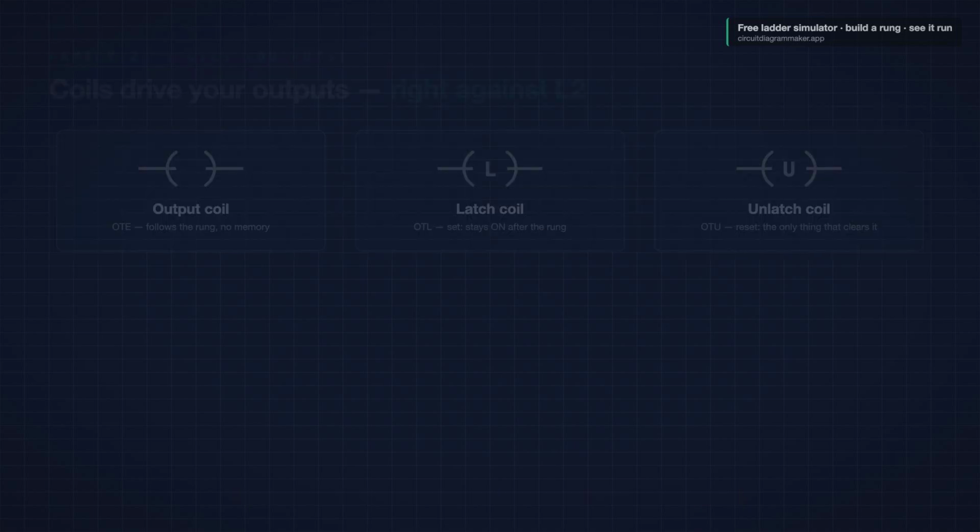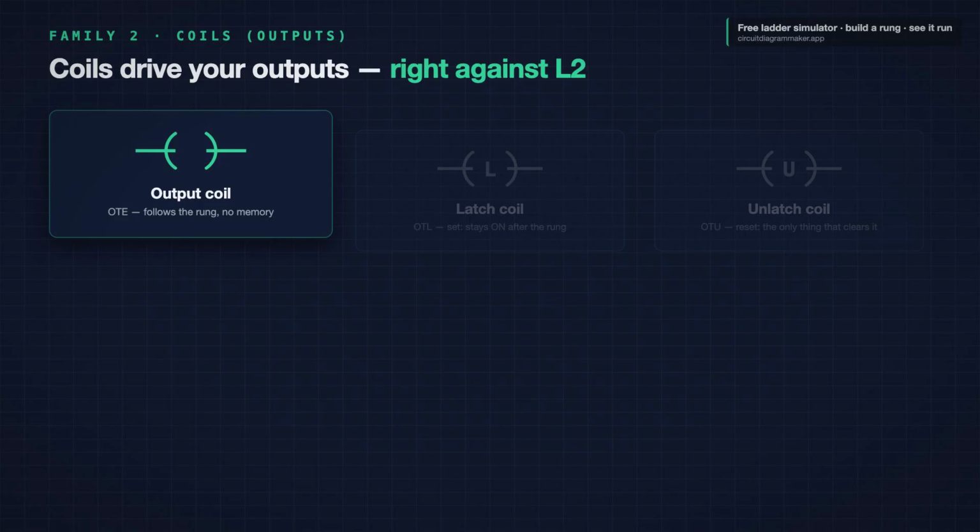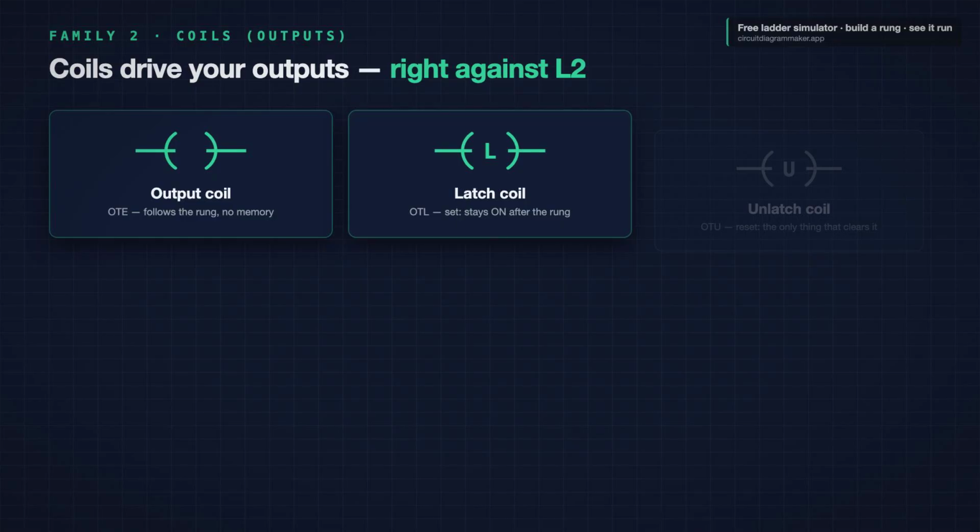Family 2, coils. These are your outputs, and they always sit on the right up against the L2 rail. A coil is the thing the rung switches on. The plain output coil is a set of parentheses. That is OT, output energize. When power reaches it, the output turns on. When the rung breaks, it turns straight back off. It only follows the rung, no memory. Use it for a lamp, a valve, a plain motor output, then the pair that remembers.